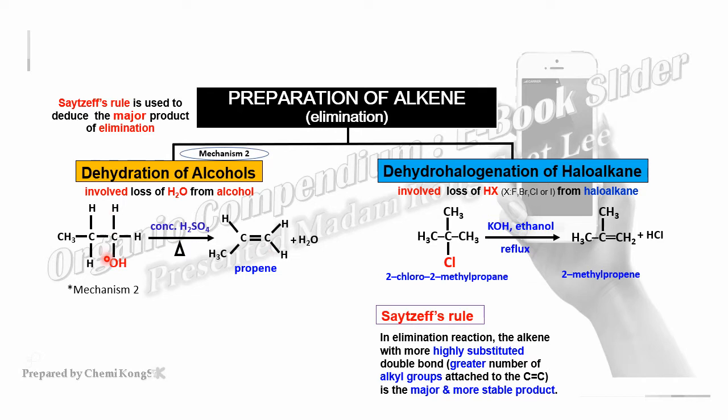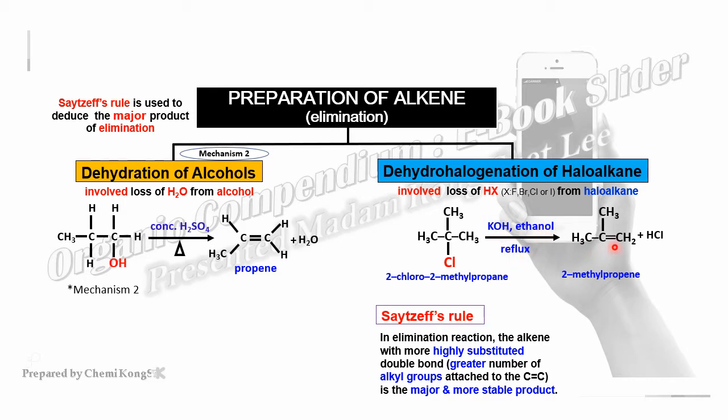This reaction involves a mechanism. Later we are going to check what are the steps involved in this mechanism. Okay, the second one involves loss of HX from haloalkane. The X represents fluorine, bromine, chlorine, or iodine from haloalkane. So the reagent involved is haloalkane reacting with potassium hydroxide. Sometimes sodium hydroxide also can, as long as it's a base, in alcohol, ethanol, then reflux, it will form alkene.